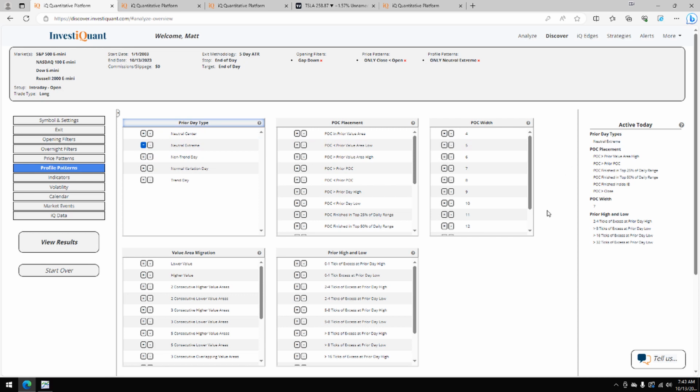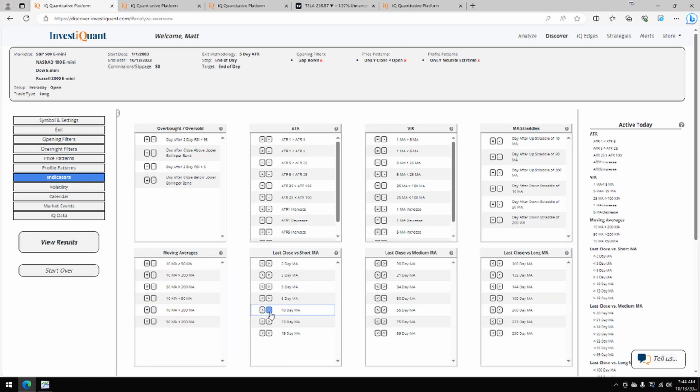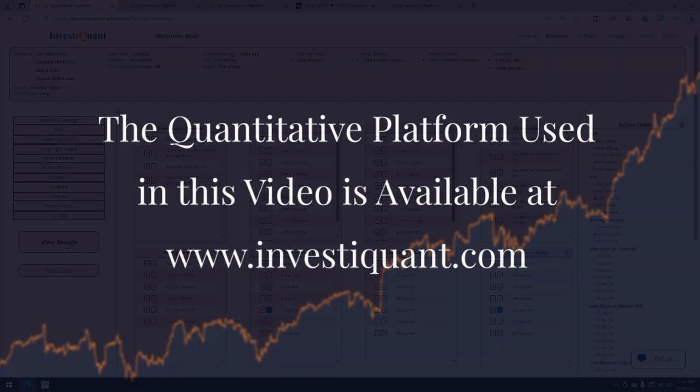That's the pattern that means it took out both the opening range high and low based on the 60-minute opening range and closed beyond that 60-minute opening range. And since I added close below the open, that means it closed on the downside. All right, lastly, I'm going to say we closed above a 10 and 200-day simple moving average. Both of those are true. Now I can click View Results.